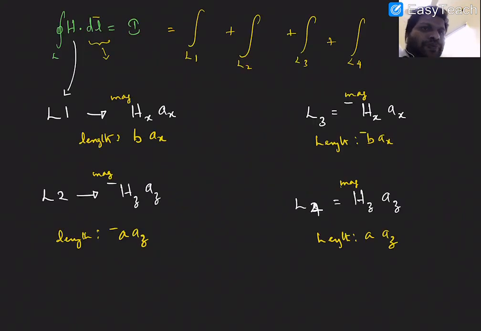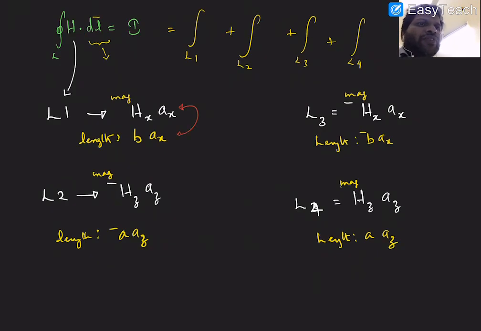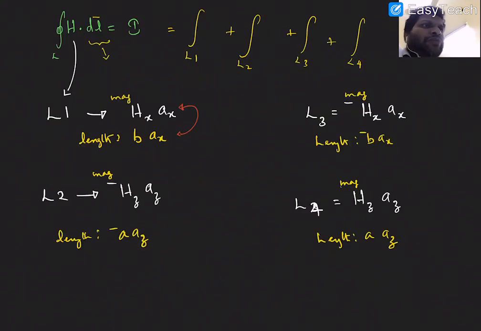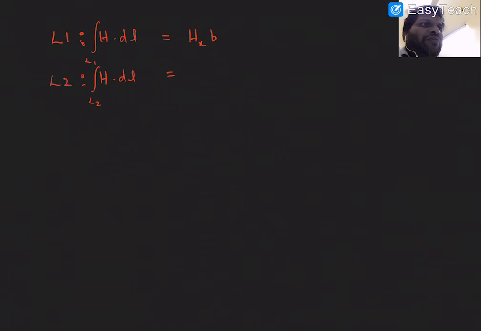So along L1, the integral of H dot dl along L1 will be equal to Hx into B, with Ax dot Ax equal to 1. Along L2, H dot dl will be equal to, okay, this is along L1 and this is along L2. So along L2 it will become minus of Hz.